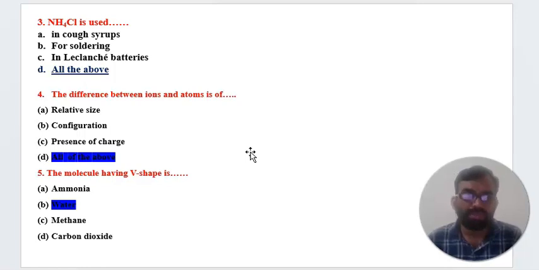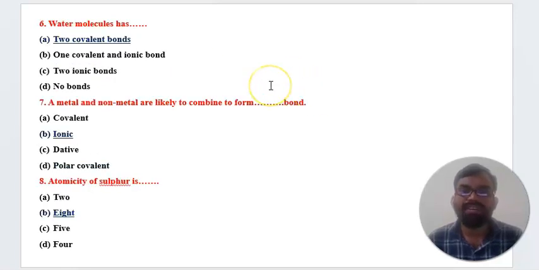Now coming to the fifth bit: the molecule having a V shape is dash. Four options are given: first ammonia, second water, third methane, fourth carbon dioxide. The V shape belongs to water, so the water molecule shape is V shape. So the fifth right answer is B. Now coming to the sixth bit: the water molecule has. You can see four options given, so you can choose the right option. A, 2 covalent bonds, is the right answer.